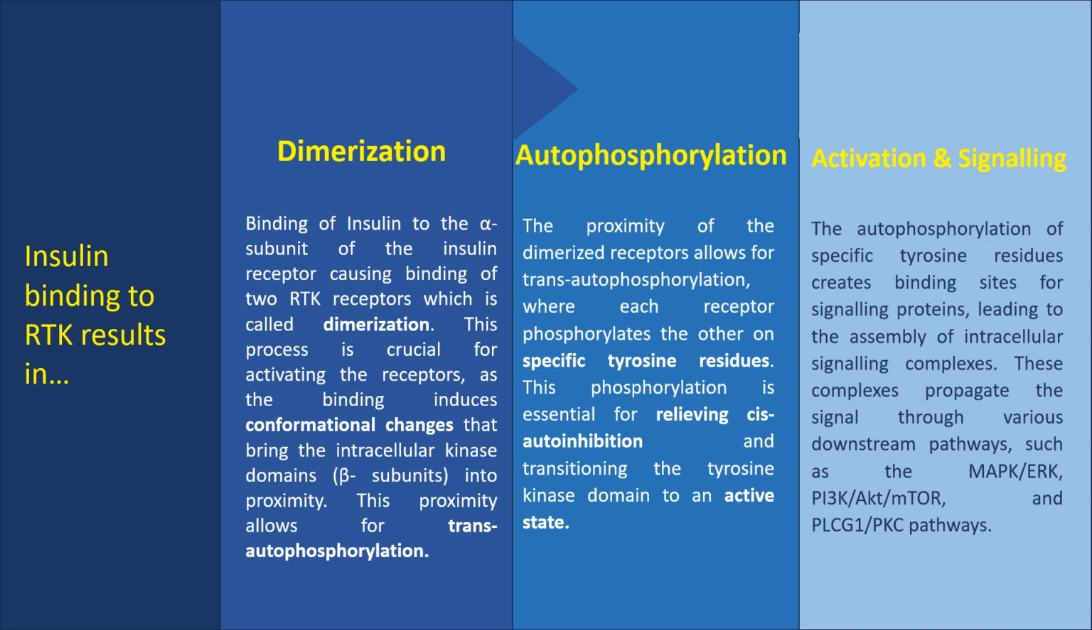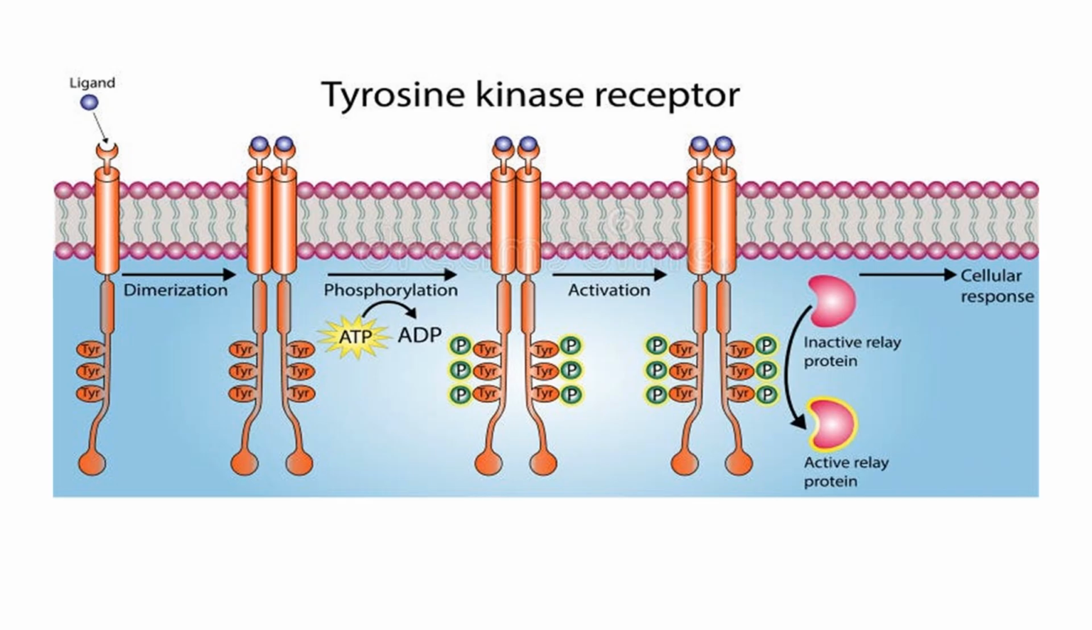Finally, the activation and signaling. The autophosphorylation of specific tyrosine residues creates binding sites for signaling proteins, leading to assembly of intracellular signaling complexes. These complexes propagate the signal through various downstream pathways such as MAPK, PI3K and PKC pathways. So this is the diagrammatic representation of the tyrosine kinase receptor and the processes that happen after binding of insulin to the receptor, like dimerization, autophosphorylation and activation of the downstream signaling proteins.